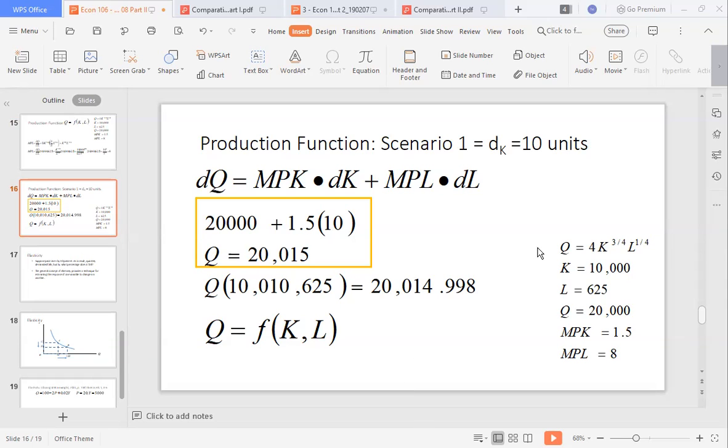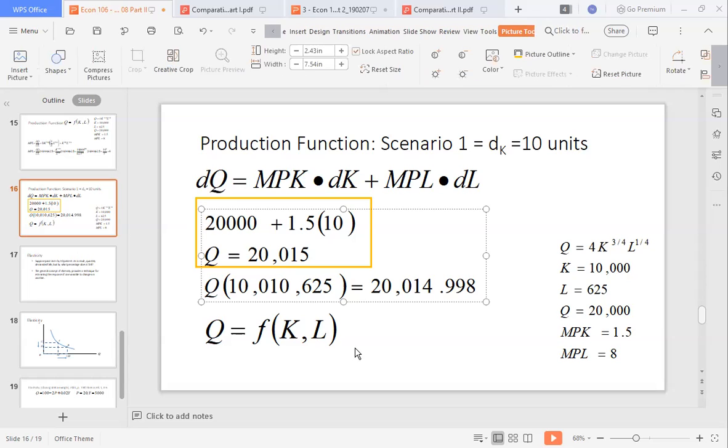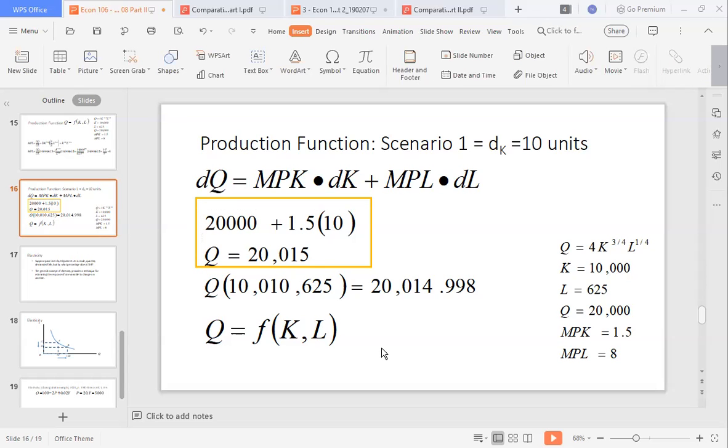Ma'am, i-accept niyo po ba yung estimation na answer? This one? Oo, yes, ma'am. Yes. Yes. I would be accepting it. Kasi, yeah.